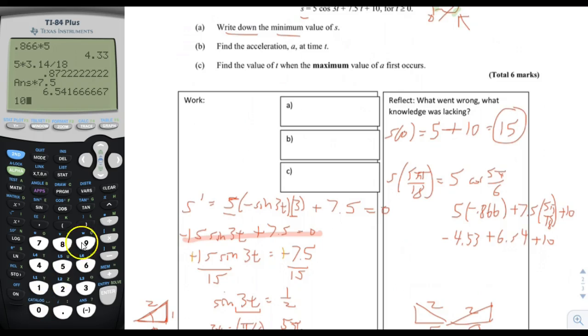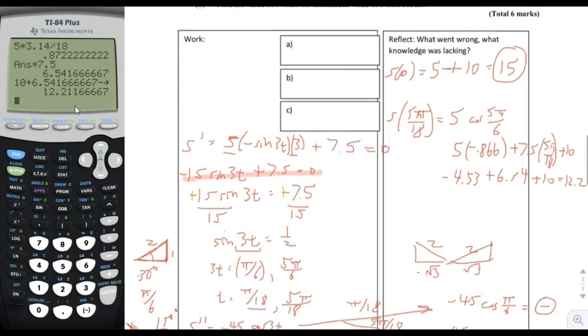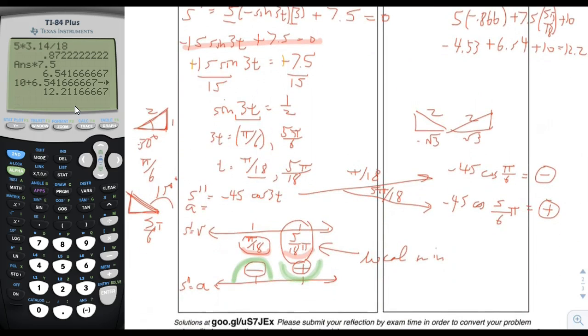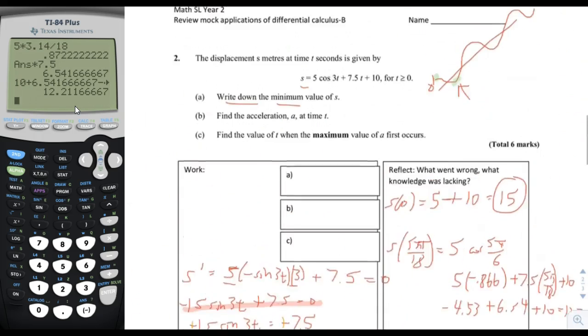So I'm going to have 10 plus 6.54 minus 4.33. And I get 12.2. Okay. So, yes indeed, this number here is the global minimum, because we just compared it to the S0 point. Okay, and let's see, write down the minimum value.